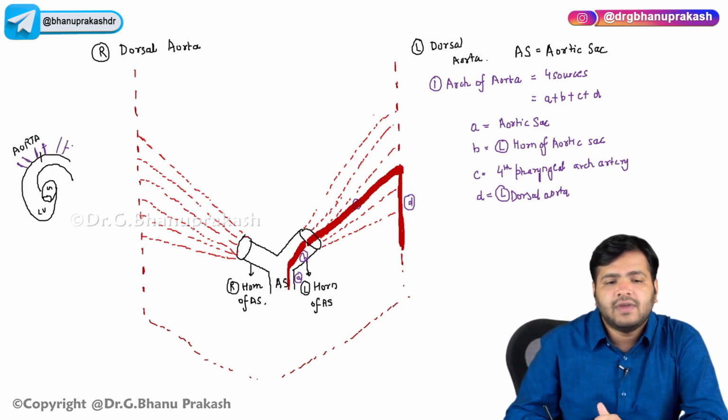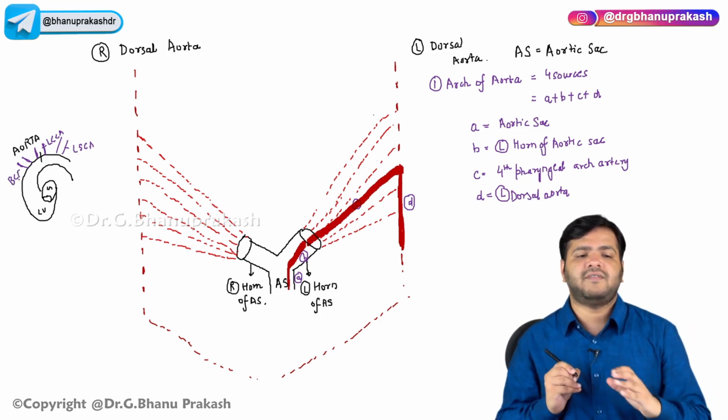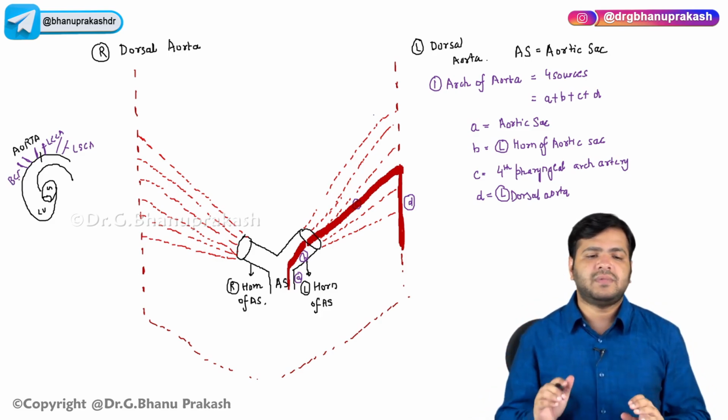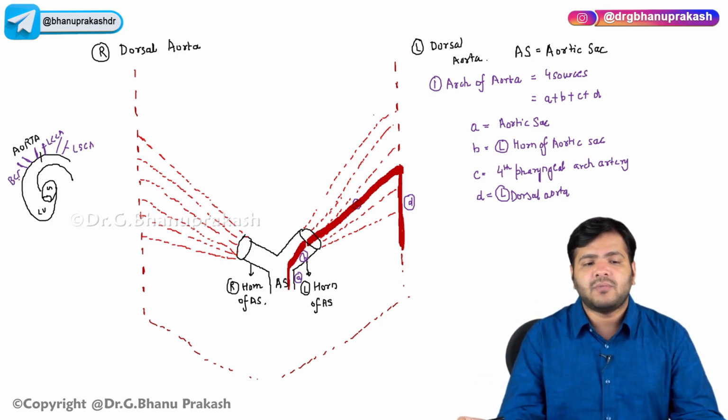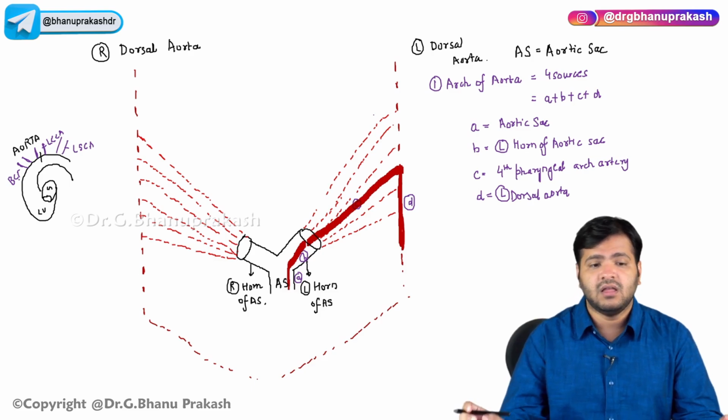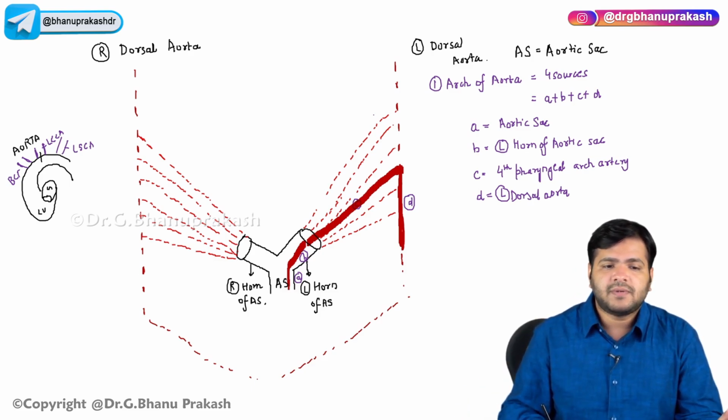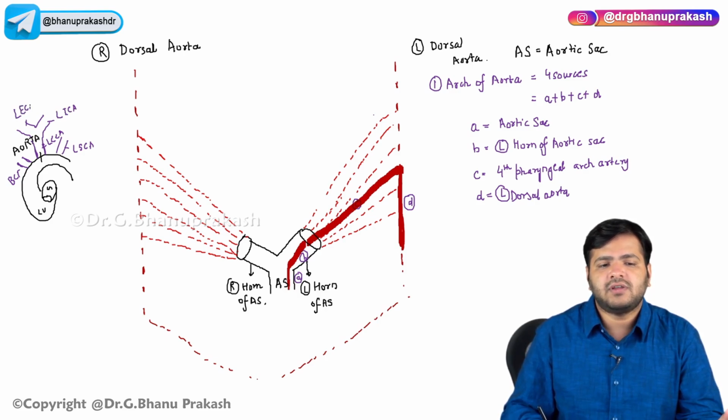Now we have the left subclavian artery, left common carotid artery and brachiocephalic trunk. So the arch of aorta has three branches: left subclavian artery, left common carotid artery and brachiocephalic trunk. This left common carotid artery again breaks into two parts, right? We have the left internal carotid artery and left external carotid artery.